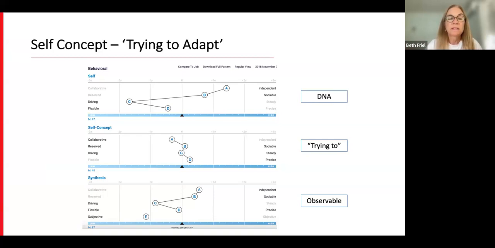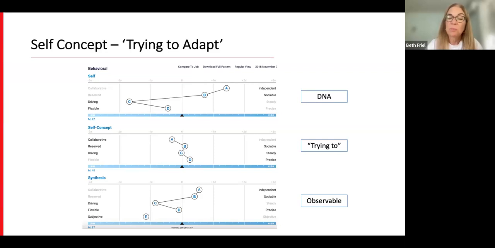So in this example, this person is trying to lower their dominance, lower their A drive. They're trying to be more team-oriented. They're trying to pull back their socialization, their processing out loud, to be a little bit more reserved. And they're trying to be more patient because that C goes higher. And they're trying to be a little bit more detailed because the D goes higher.